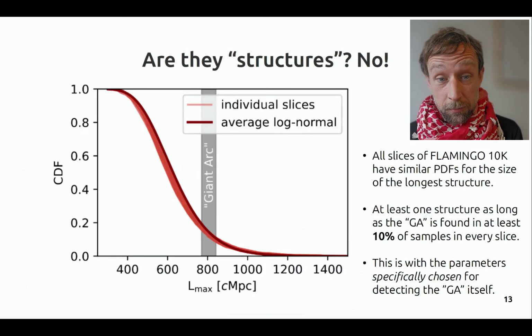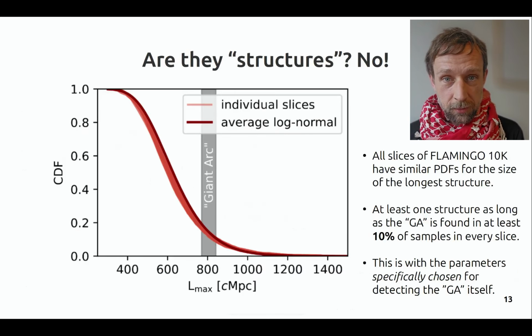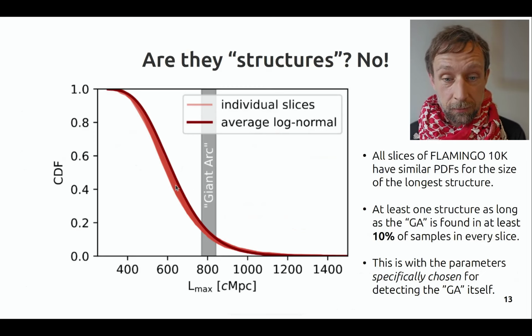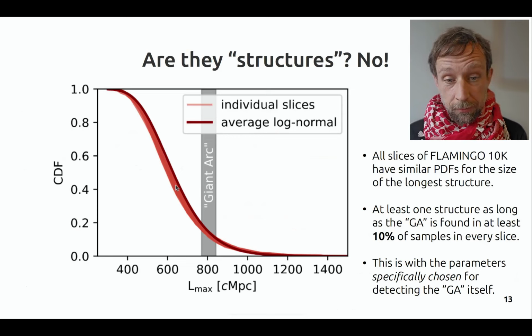And this is actually what we find. So what this shows is the cumulative distribution function of the length of the longest anisotropic pattern, so the longest giant arc analog we find in a given sample of a given slice. And these different thin red lines that you basically can't tell apart here are all the different slices of the simulation. And then the distribution function is drawn from drawing random samples repeatedly from the same slice.